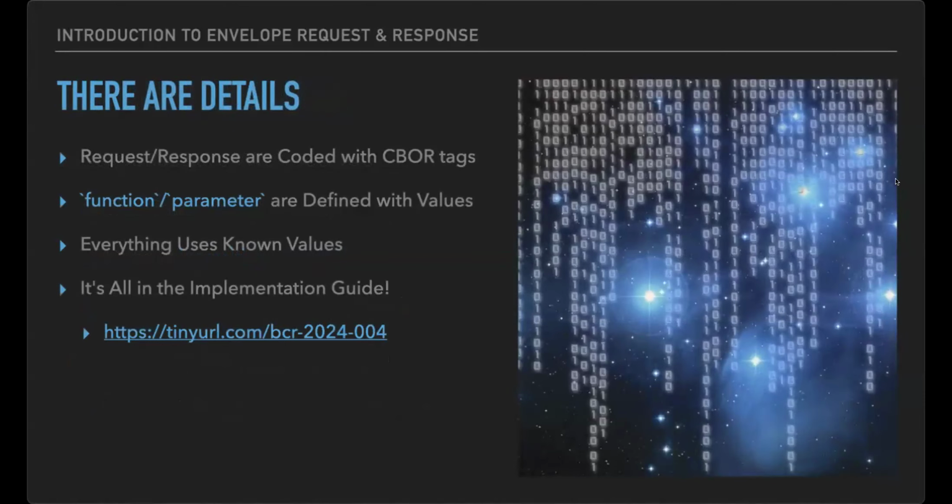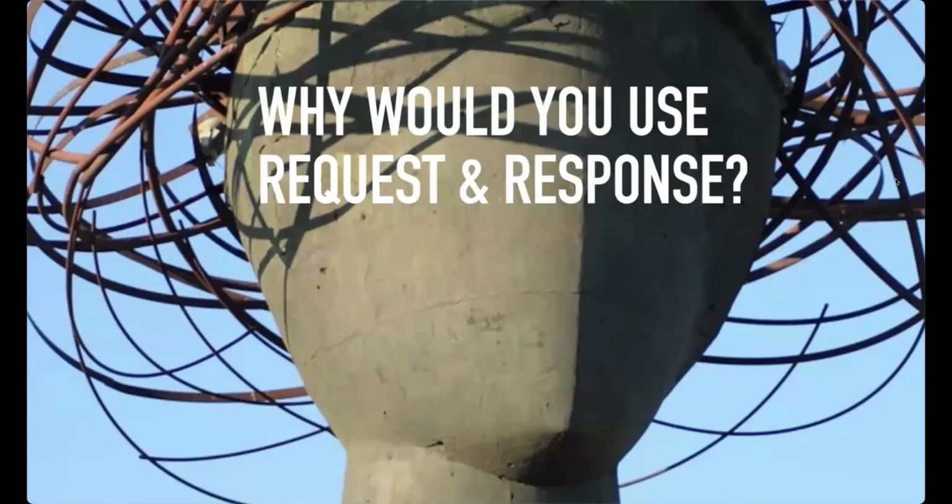There's, of course, more details to how all of that works. The request and response subjects that you saw are actually CBOR tags. The functions and the parameters that were in angle brackets are special known values for functions. Everything that you saw in a single quote, like function and parameter here, are known values too. The implementation guide, which is another BCR, shows how you can use all of this in an interoperable way.